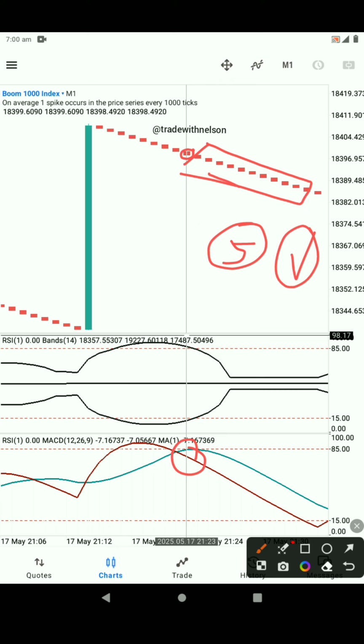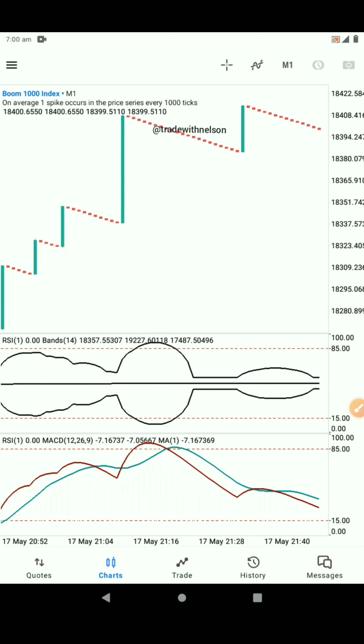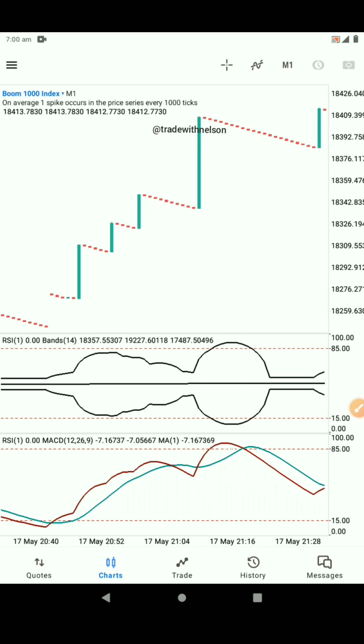You see how the market delivers that. This is a very simple strategy. You can see how fast it is. You just need to be there to take your trades. So let me show you more examples.